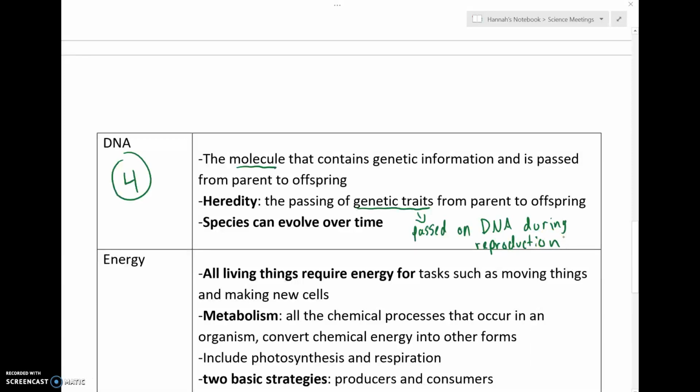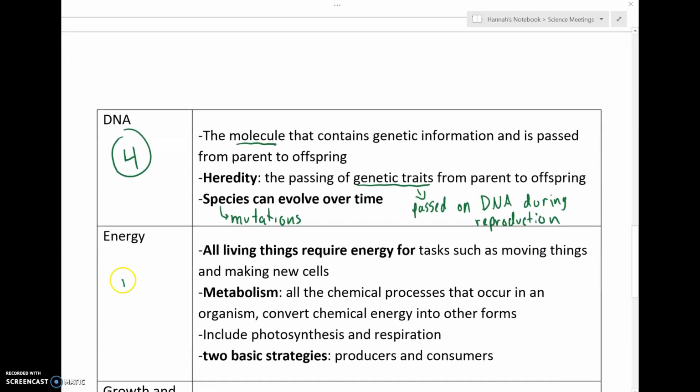So because of this, having DNA, species can evolve over time. There's certain instances where the DNA will mutate, and we'll talk about what that means later, but essentially that just means a change to the DNA. So a gene might present itself differently on your body or on the organism to allow evolution over time with DNA. Alright, energy is the fifth characteristic of all living things.